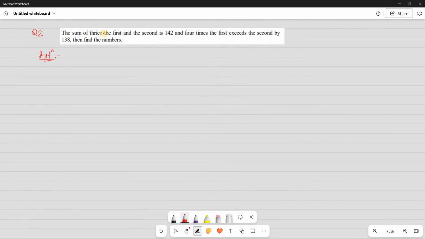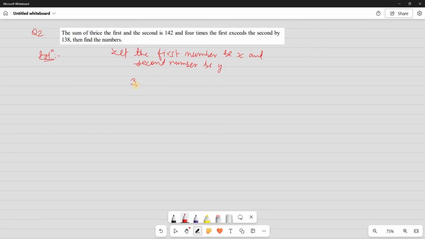Let's see the other problem, which is: the sum of thrice the first and the second is 142, and 4 times the first exceeds the second by 138. Finally, find the numbers. You can say let the first number be x and the second number be y.